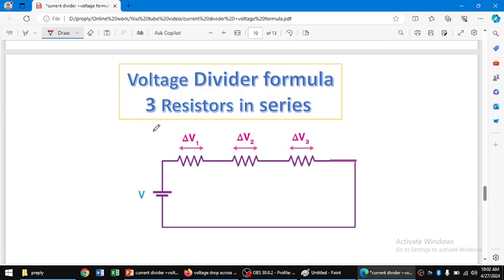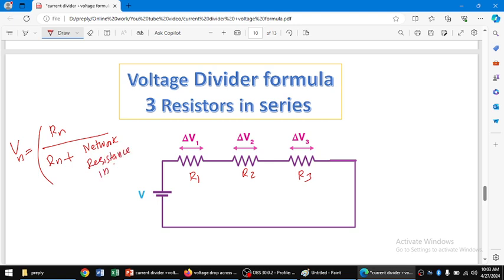Now if we have three resistances R1, R2, R3 in series, we want to find the potential drop across R1, R2 and R3, represented by V1, V2 and V3. We use the same formula: the voltage drop across any resistor is equal to that resistance divided by that resistance plus the network resistance in series, multiplied by the source potential, the total potential from the battery.